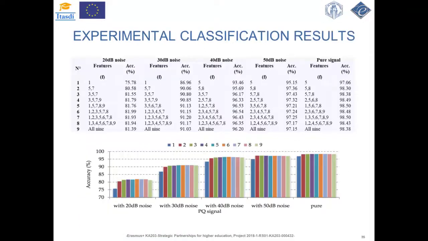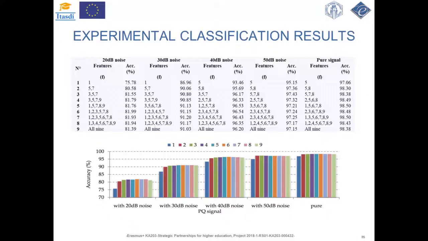And now here are given the obtained classification results. As we can see from the presented results, there are results for pure signals, signals that are not accompanied with noise, and signals accompanied with 20, 30, 40, and 50 decibels of white Gaussian noise. Why is the Gaussian noise considered? Because in real power systems and in real measurements there is always a presence of noise. So there is a need of a classification method that gives nearly highest accuracy for each noise level.